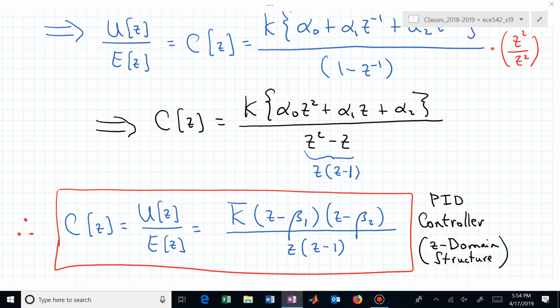So that, in fact, if you factored out the alpha sub 0 or combined that with the k, I'm going to call that k bar.